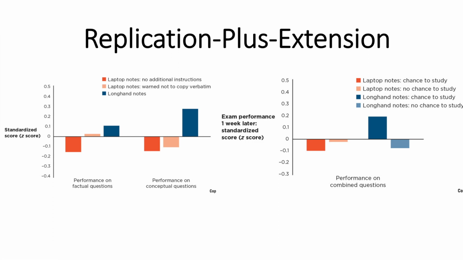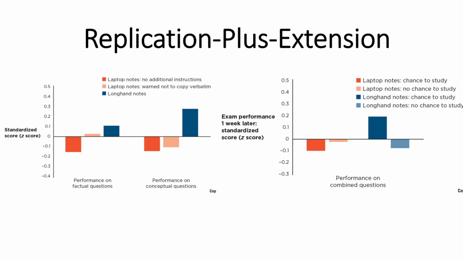And another way that the researchers had done this replication plus extension was actually adjusting how the students were tested. So for this graph over here, they had looked at students who took laptop notes versus students who took longhand notes, and some of them were given the opportunity to study those notes a week later and then take a test after that week had elapsed, whereas the other group didn't have a chance to study.